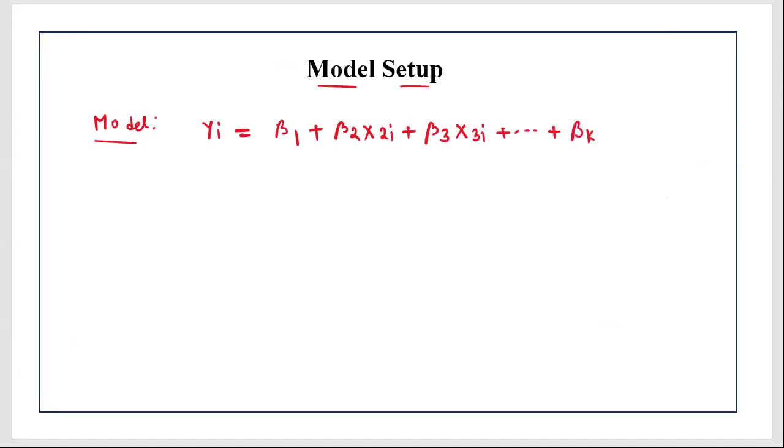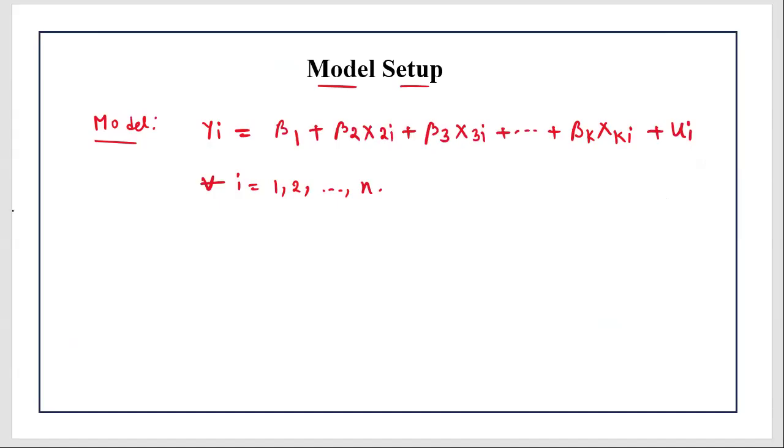So as usual, we'll start with the model setup. What will be the model? Our model here will be simply like this. Yi is the dependent variable. Here you have the first parameter beta 1 plus beta 2 x 2i plus beta 3 x 3i all the way up to beta k x ki plus ui for all i from 1 up to n. So this is the model that we will work with.